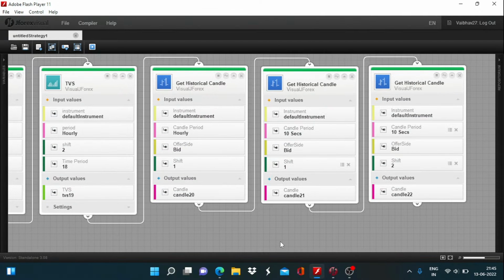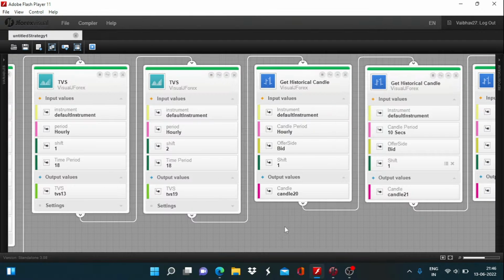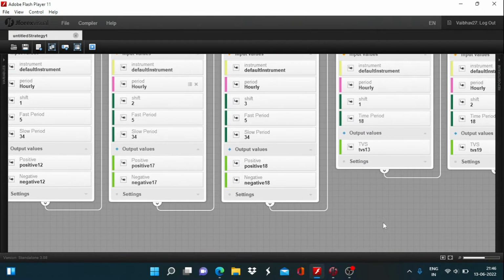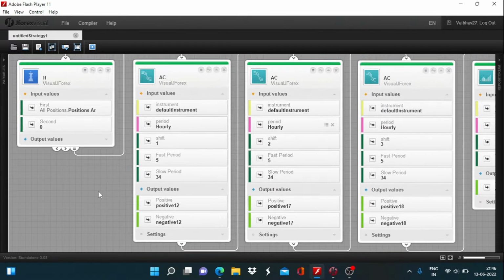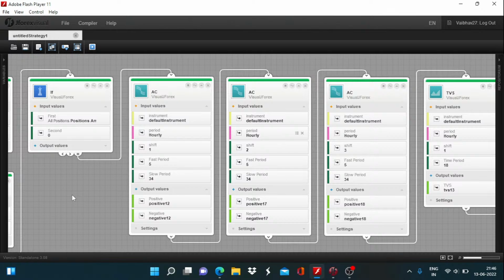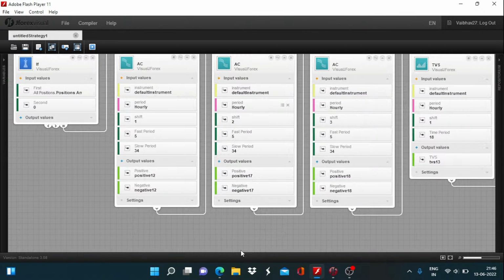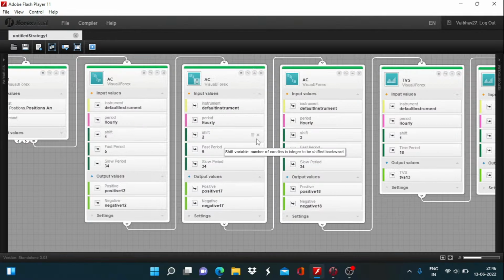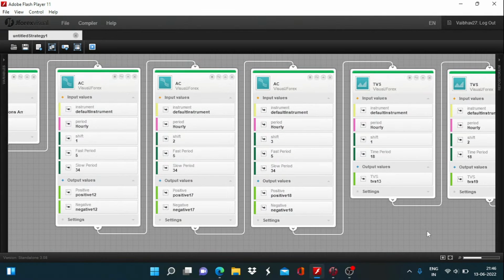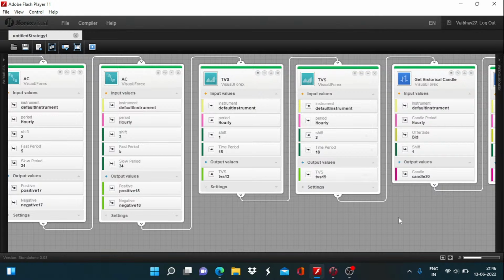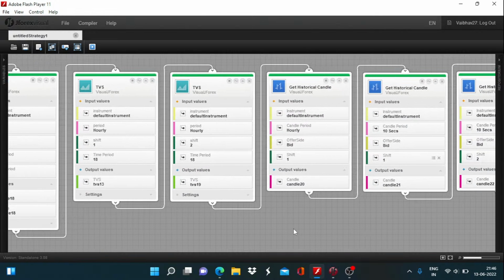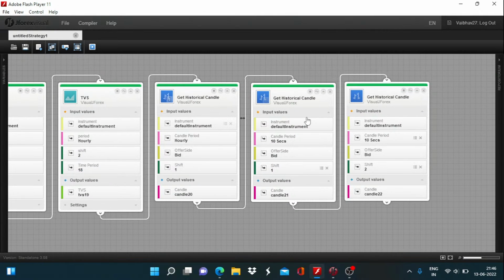All right, so I think we have the bare bone structure in place for looking at the parameters which we can utilize to define the conditions for the execution of the trade. So we have these three acceleration deceleration indicator blocks with the candle period of hourly each and the look back period of 1, 2, and 3 respectively. To look at the trend, we are taking the help of this TVS indicator, and then to consider the price formation immediately prior to the execution of the trade, we are going to be considering these three info candles of the get historical candle, first being of the hourly candle period and latter two are of 10 seconds each.